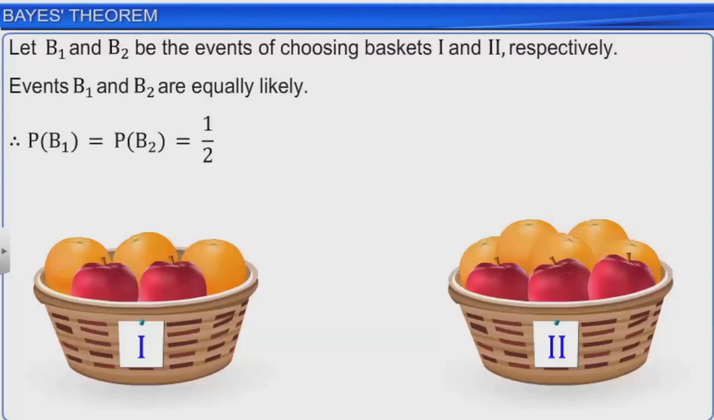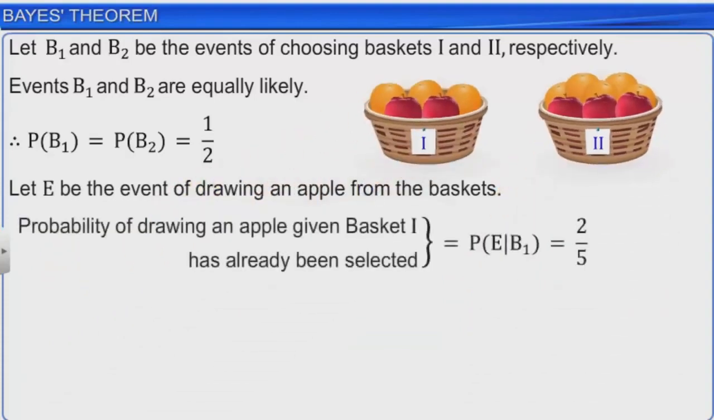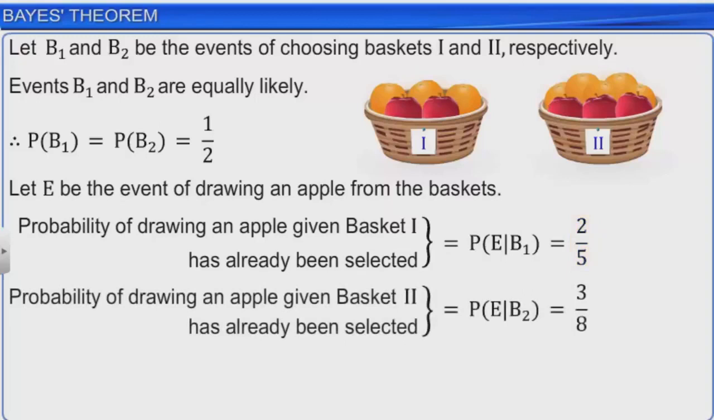Let E be the event of drawing an apple from the baskets. The probability of drawing an apple, given that basket 1 has already been selected, is the number of apples in basket 1 divided by the total number of fruits in it, which is equal to 2/5. The probability of drawing an apple, given that basket 2 has already been selected, is the number of apples in basket 2 divided by the total number of fruits in it, which is equal to 3/8.